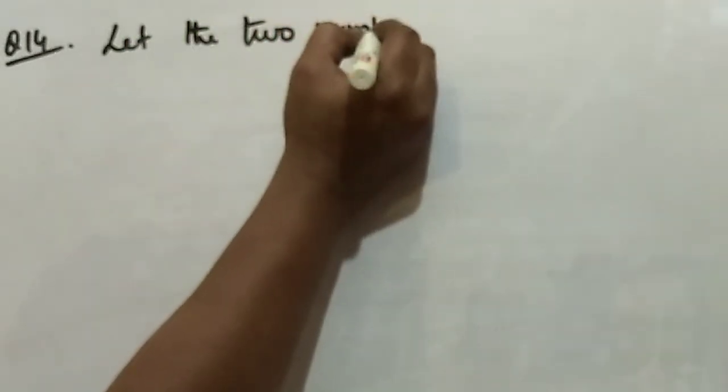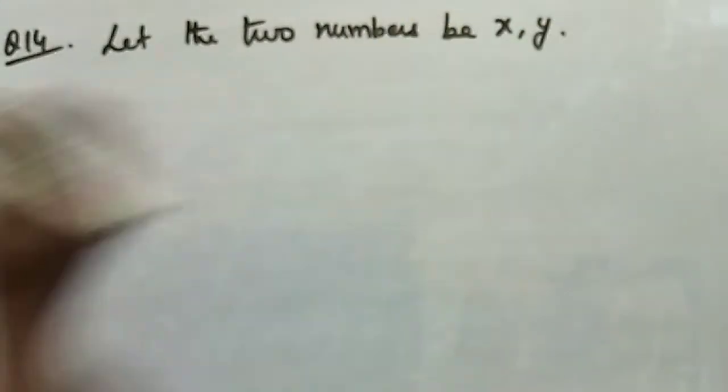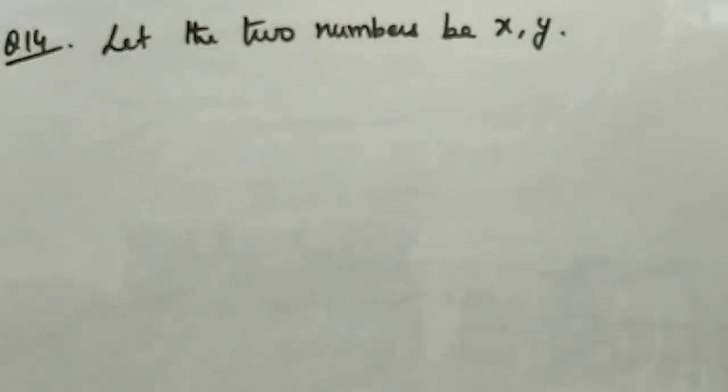What is given? 14th question. Find two numbers such that the mean proportional between them is 12. Let the two numbers be x and y. And then what they have given? The mean proportional between them is 12.